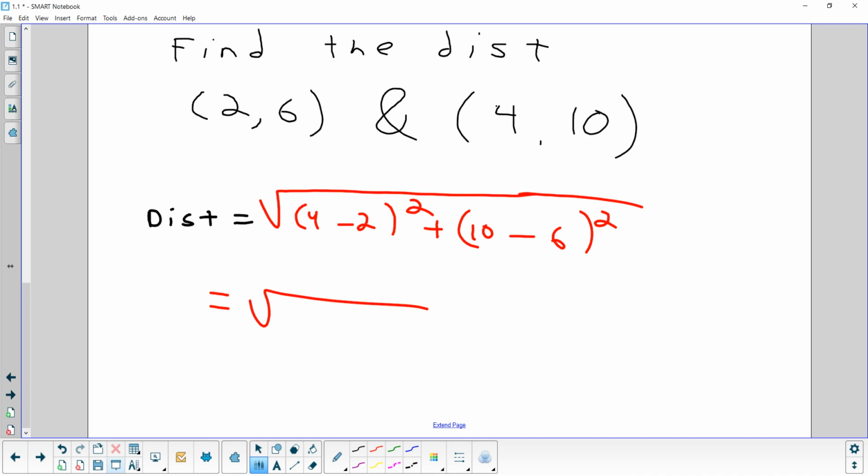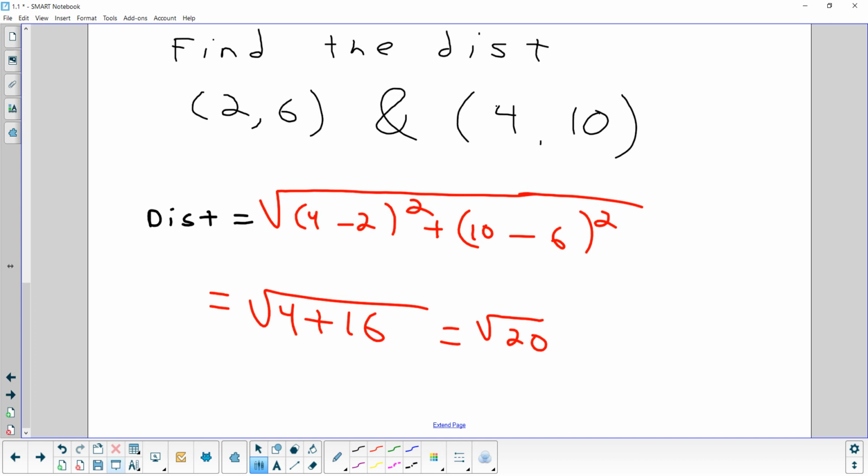4 minus 2 gives me 2 to the second power. 10 minus 6 is 4 to the second power, which gives me 16. So now, I get square root of 20. Any questions on how I got square root of 20? I'm going to leave it like that for a second, but we're going to come back to that square root of 20 after I mention something.